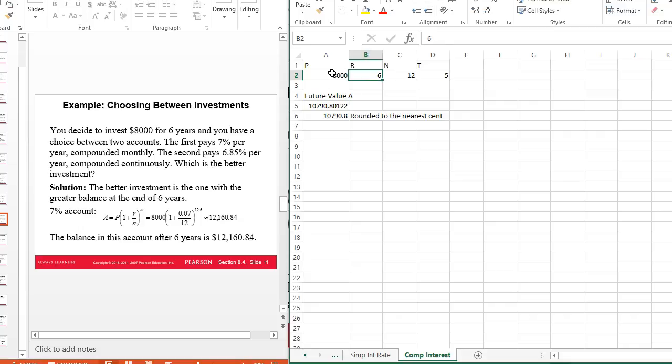Our rate was 7%, compounded monthly, so still 12. And we want to see what's in there after 6 years. Alright, so there's 12,016.84. Done for me immediately, just hitting equals on the inputs.